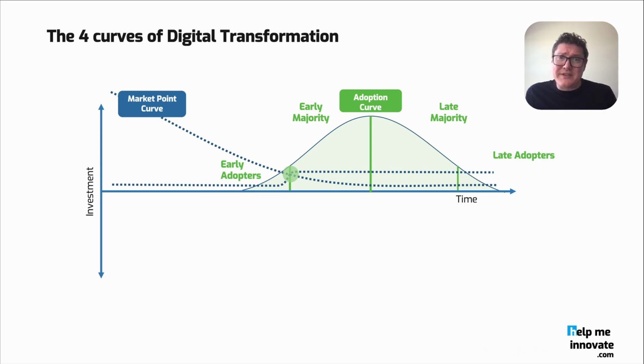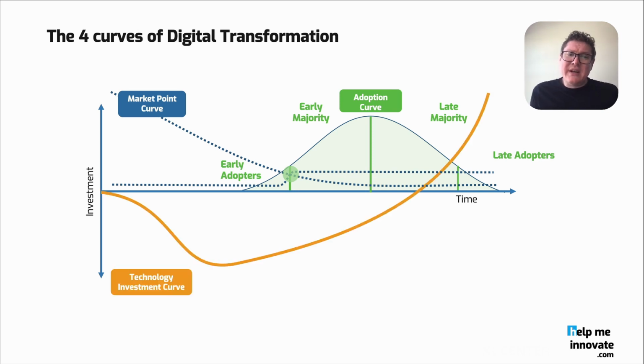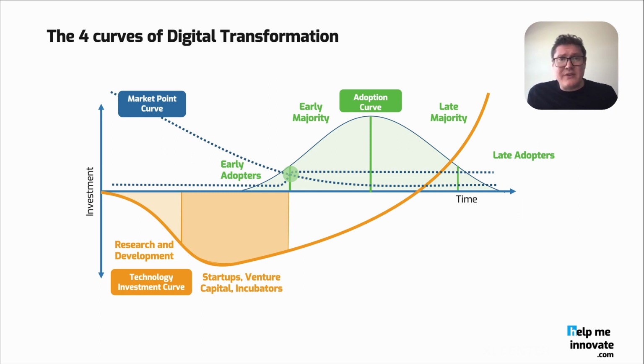Now this curve intersects with another curve, which is the technology investment curve. And the technology investment curve has several phases to it. One of the phases, the first phase really, is sort of the research and development phase where you're developing very basic technologies or even science that'll turn into technology later. And at some point, once you start seeing industry applications of this science or this technology, then you start having startups and venture capital and incubators building solutions based on that research and development.